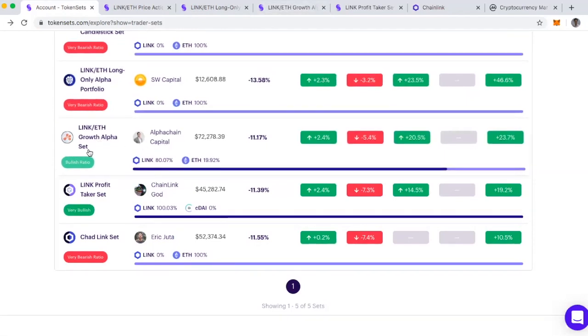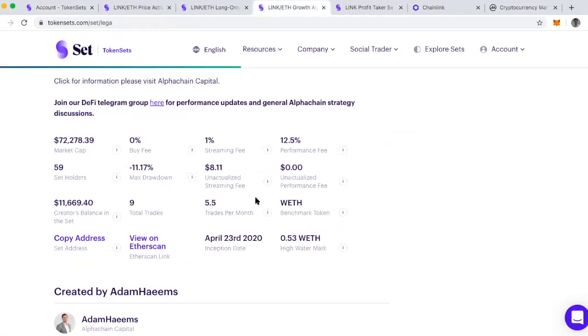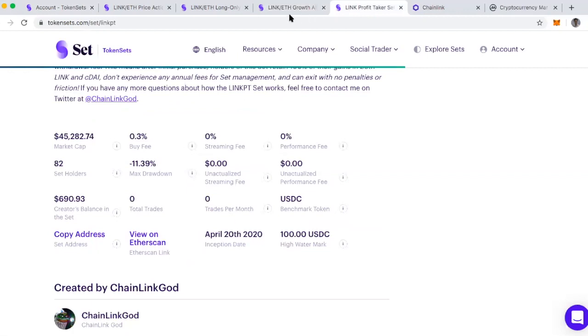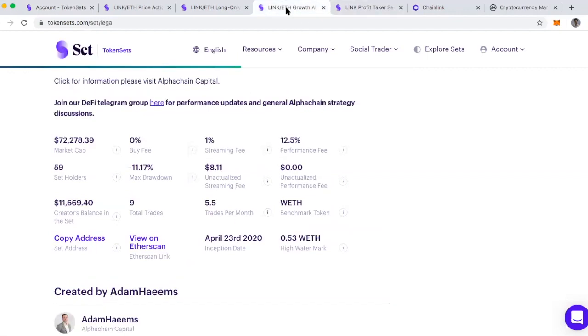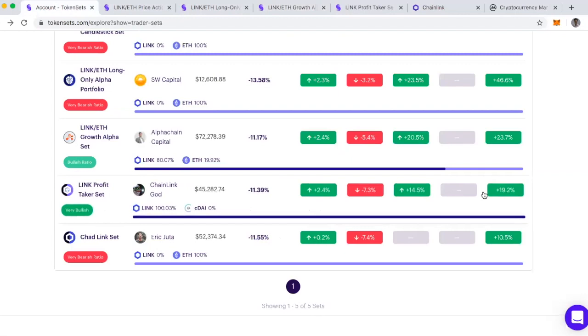Link ETH Growth Alpha set. This one started, where do we go? Around April 23rd, and then the other one started around April 20th. Okay, so we're looking at nearly the same time frame. And in that time frame, they've performed about the same. I mean, it's not a huge difference here.